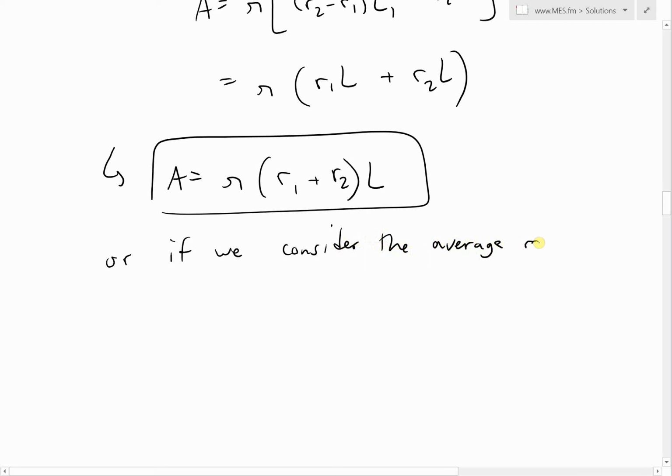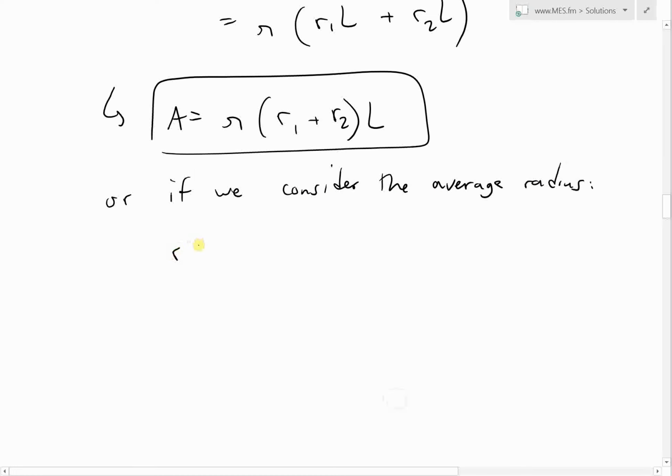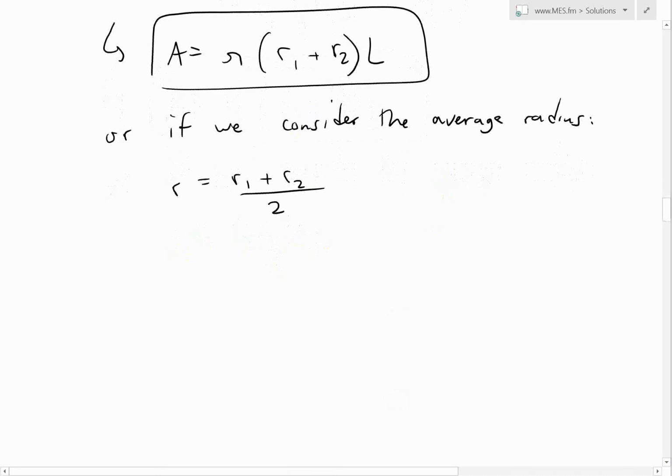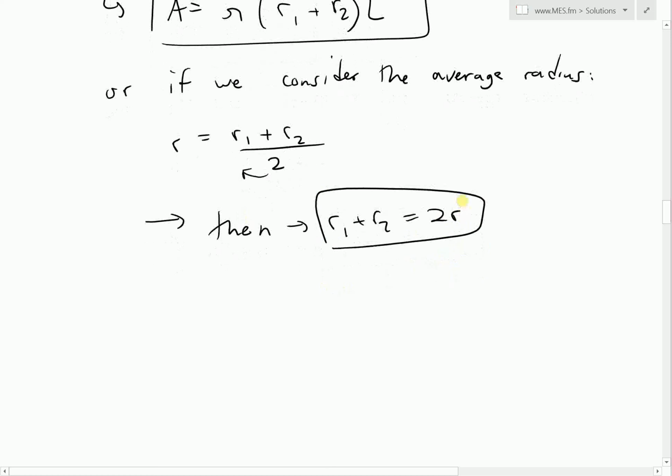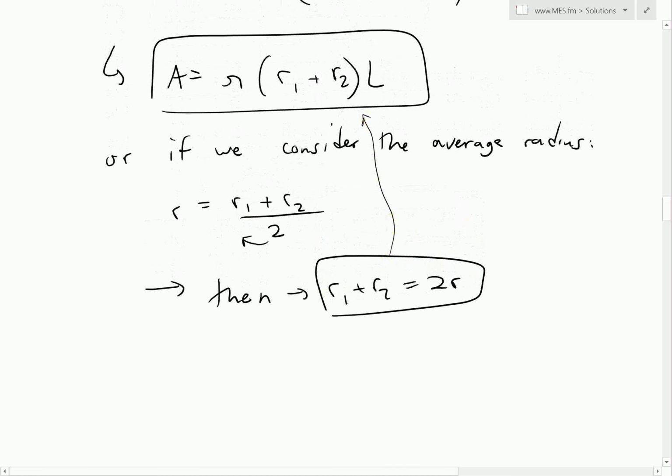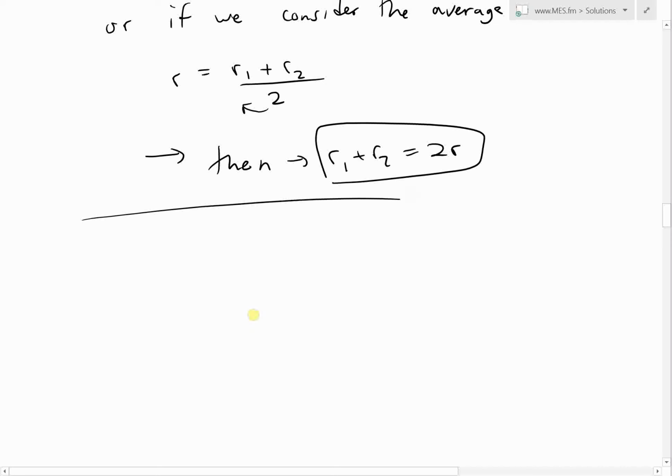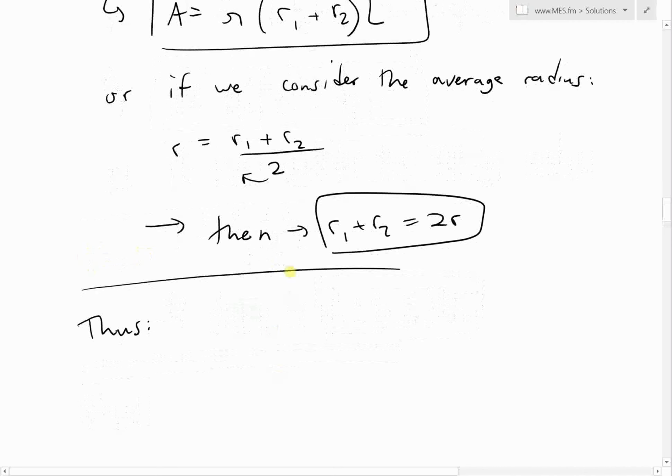Or what we could also do is consider the average radius. Instead of R1 and R2, we consider the average radius R by itself, where R equals the average of these two radii, R1 plus R2 divided by 2. If we multiply this out, we get R1 plus R2 equals 2R. So now we can plug this back in.